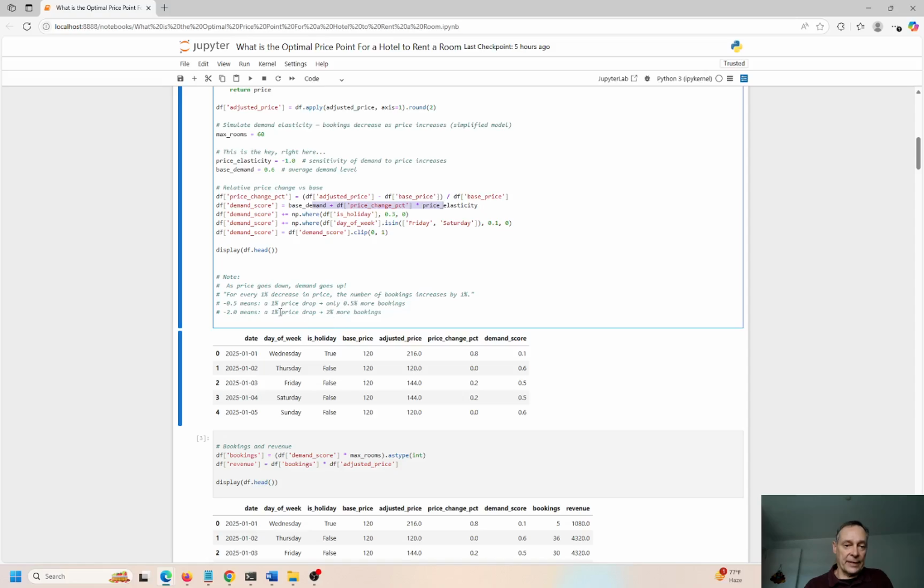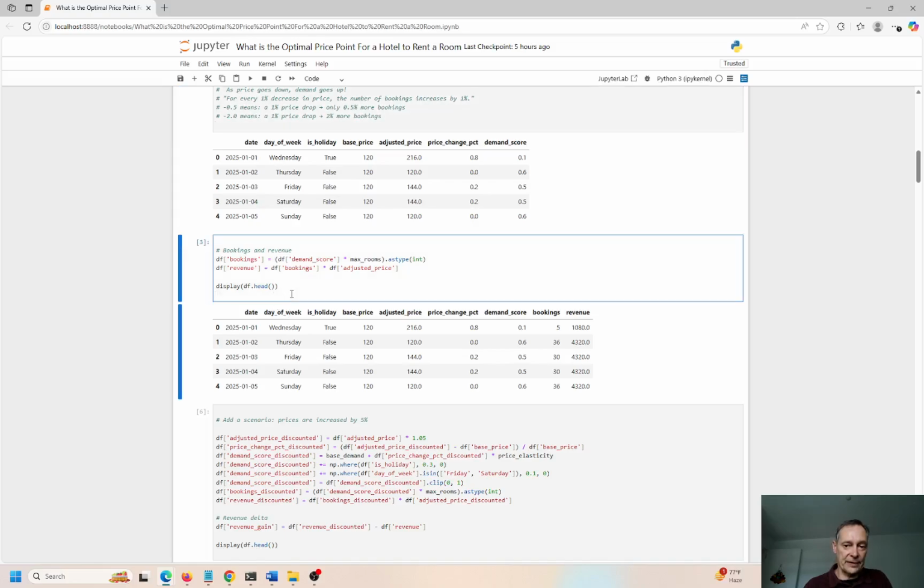So here's the data frame that we get. And we know that for every 1% decrease in price, the number of bookings increases by 1%, right? So decrease the price, bookings increase. Negative 0.5 means a 1% price drop and only 0.5% more bookings, and negative 2.0, a 1% price drop and 2% more bookings, right? So less and less price elasticity, right? So that's what we want to find out, the sweet spot here. What is the demand and the price change percent based on the base price and then the adjusted price as well, okay? So that's the data frame that we just created here.